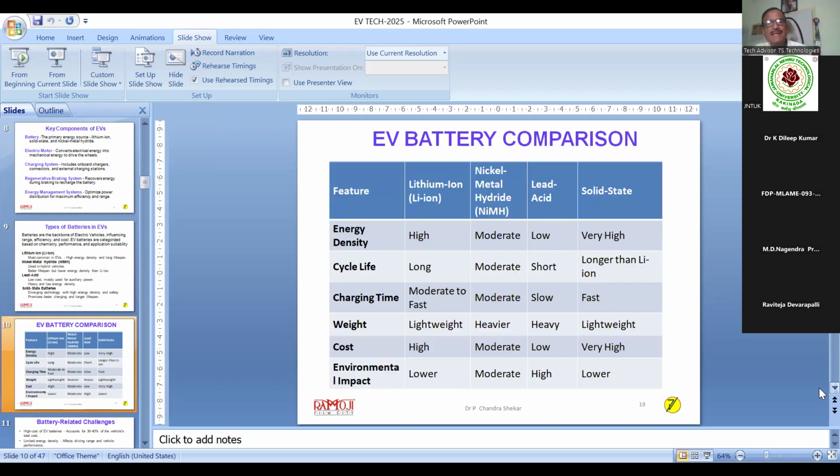When you compare the EV battery features, for energy density, lithium ion is high, nickel metal hydride is moderate, lead acid is low, and solid state battery is very, very high. Cycle life: lithium ion is long, metal hydride moderate, lead acid is short, and solid state is longer than lithium ion. So when you see the comparison chart, solid state batteries are better in all aspects except that the cost is high.